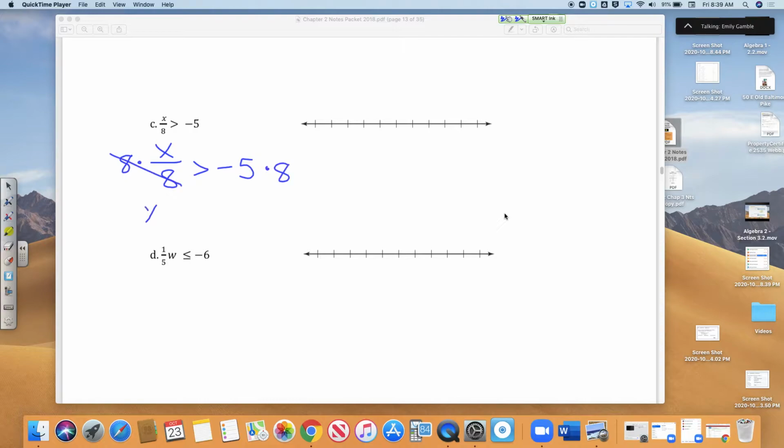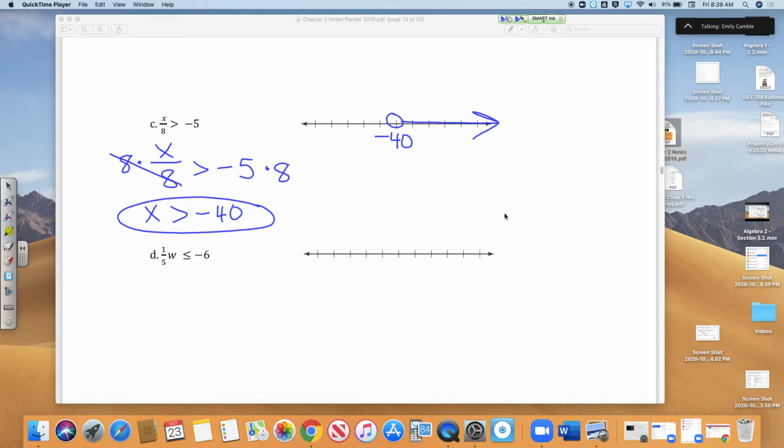These cancel out. I'm left with x is greater than negative 5 times 8, which is negative 40. So this is my answer in inequality form. Now it's time to graph. We will put negative 40 on the number line. Because it's a greater than symbol, that means negative 40 is not a solution. It's an open circle. And anything bigger than it would be anything to the right of it.